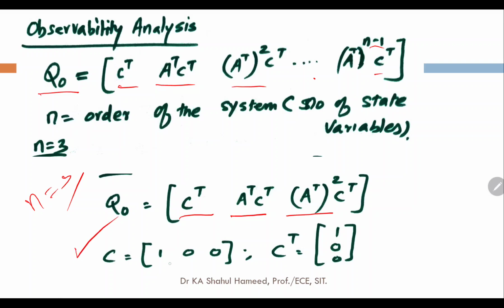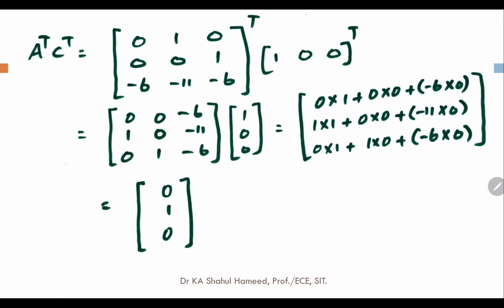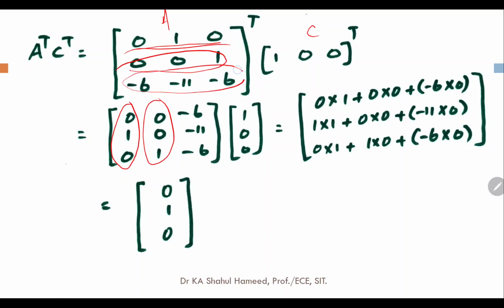Here we already have C, 1 0 0, and the A matrix. If it is C, then C transpose, the row becomes column. Similarly, we need to find the transpose of A. This is A, and this is C transpose. When you are taking the transpose, the row becomes column and the column becomes row. So here this row 0 1 0 becomes a column, this row becomes a column, the third column, and like that.